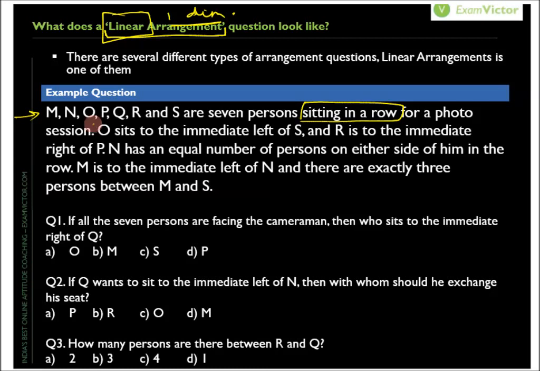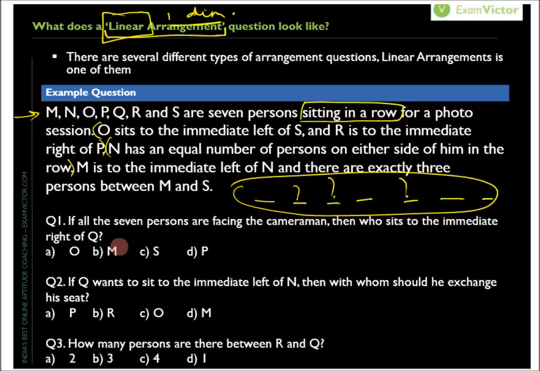Notice some other features. There are a whole bunch of sentences, and all of these sentences are clues. Your job in this question and many questions like this would be to figure out the order of these objects. Which object comes where is really going to be the question. So if all the people are facing the cameraman, then who sits where is going to be a typical question. So if you get this order right, you're going to get all the questions that follow it. Sometimes you get unlucky and it's just one question, but sometimes you get really lucky and it's 5 or 6 questions. So if you get this order right once, you get 5 questions just like that. So it's a good investment of time that way.